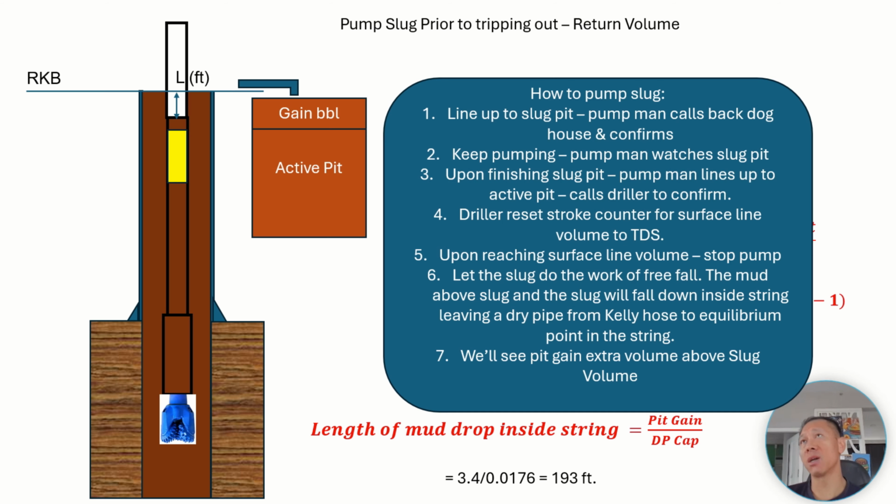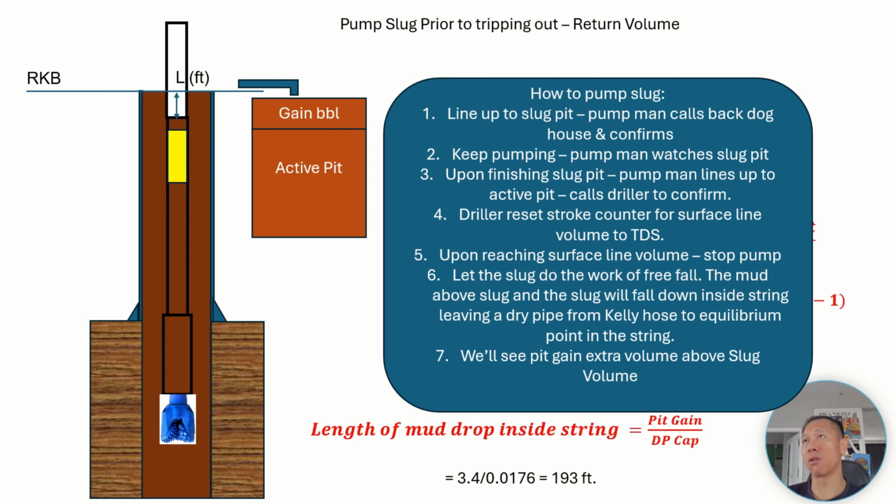Then he will close that valve and line up to the active pit. Then he'll call you in the doghouse and let you know that now you're on the active pit. So you're on the active pit, you are pumping the normal mud to chase the slug out of the surface line. Upon receiving that call that you are on the active pit now, the driller needs to reset the stroke counter for the surface line volume. You must always know the surface line volume.